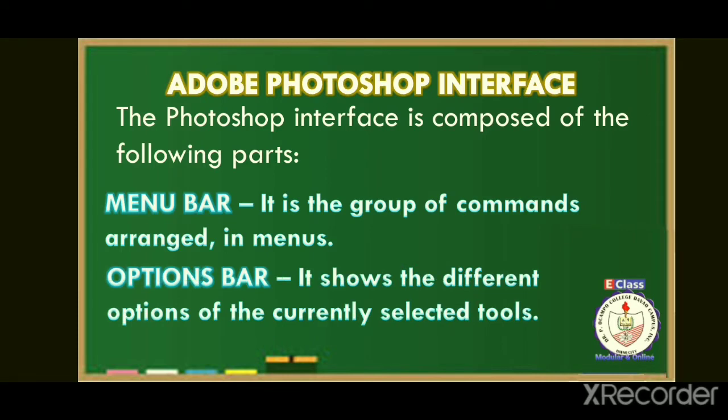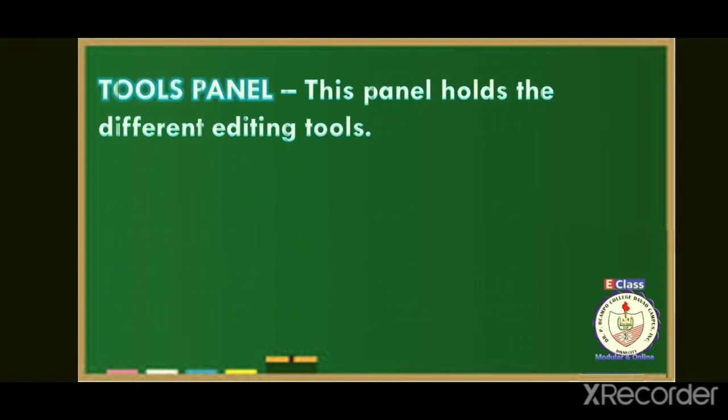Next is the options bar. It shows the different options of the currently selected tool. Next is the Tools panel. This panel holds the different editing tools, which are also grouped accordingly.